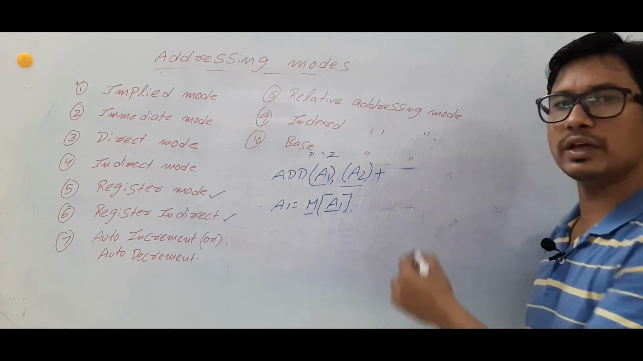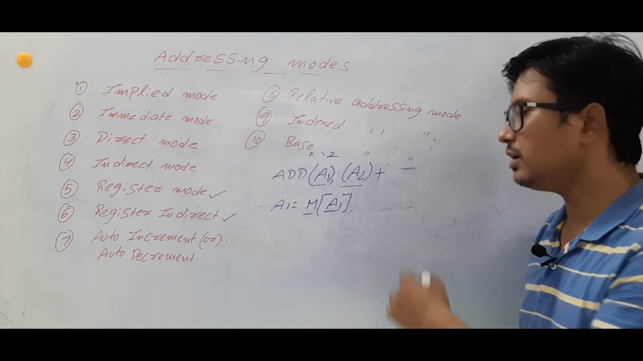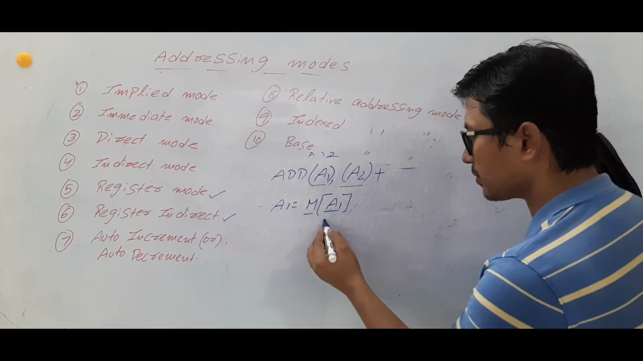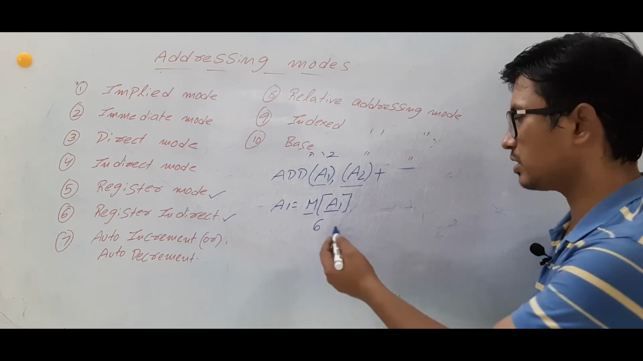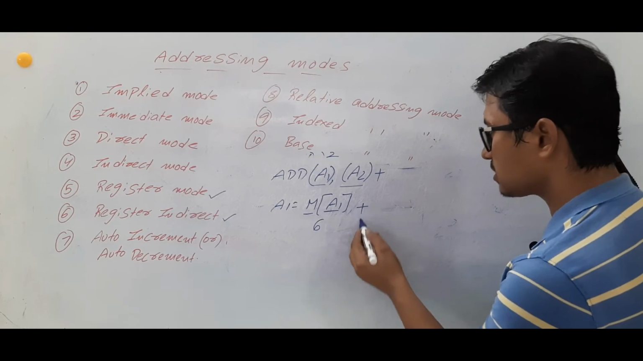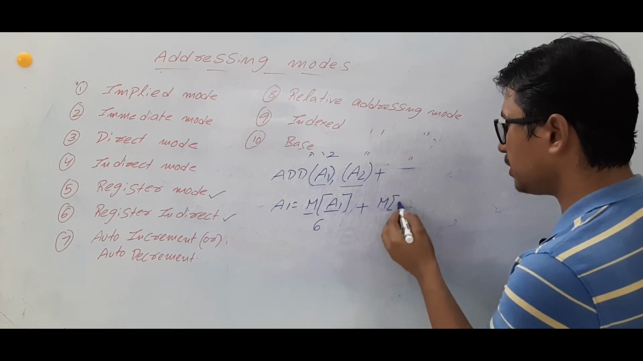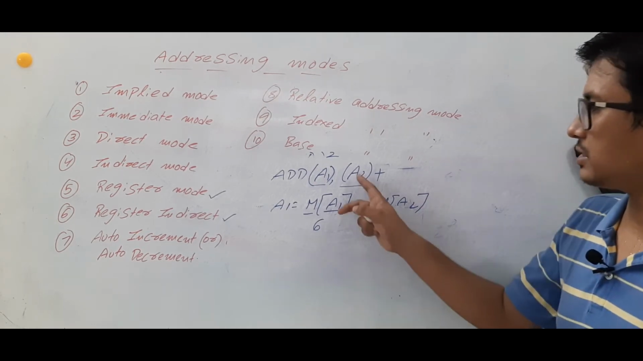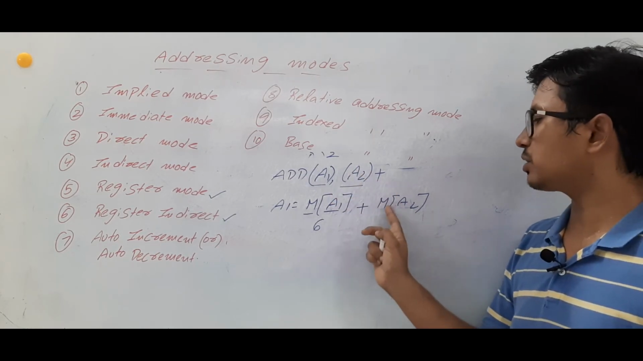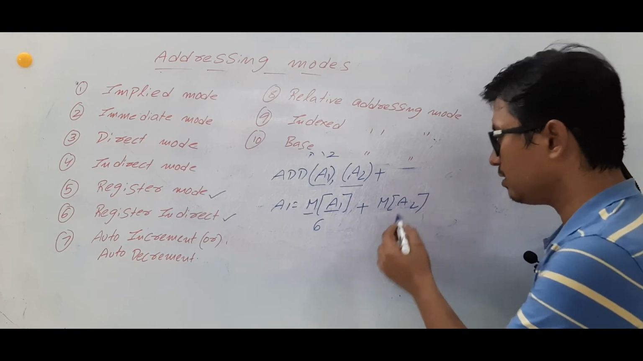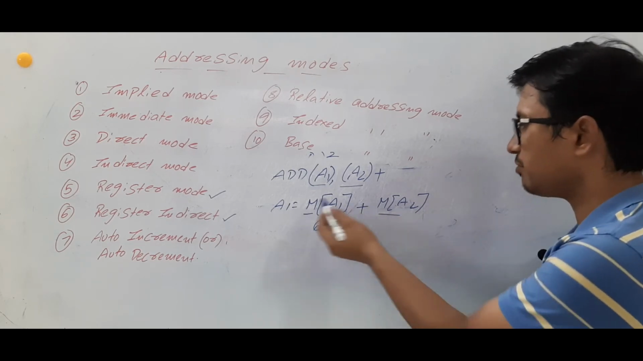So you will go to the address location 2 in the main memory. Whatever the value is there will come here. Let's take that in address location 2 you have a value 6. So that will come here. Plus M of A2 will happen. Meaning this is also a direct addressing mode. So you will go to the address location of the main memory with M of A2. The same way it will happen.